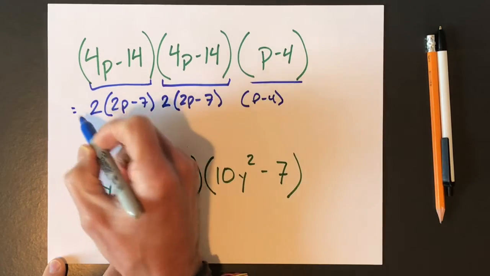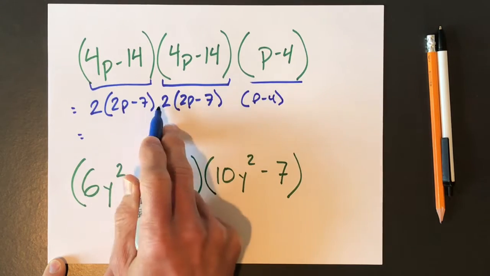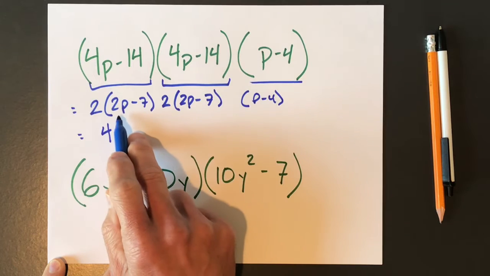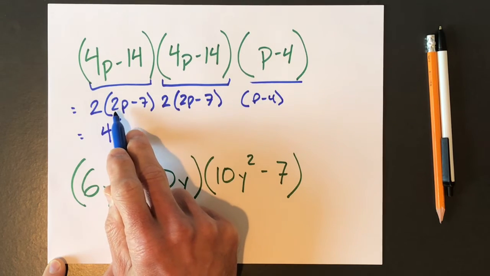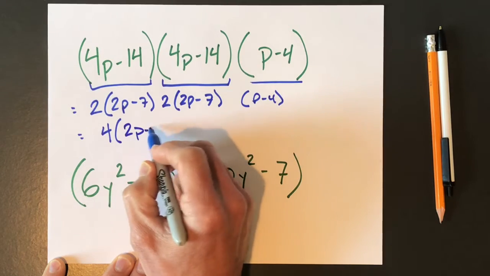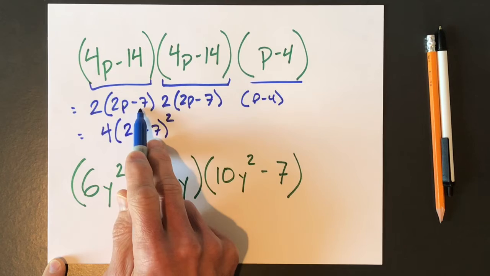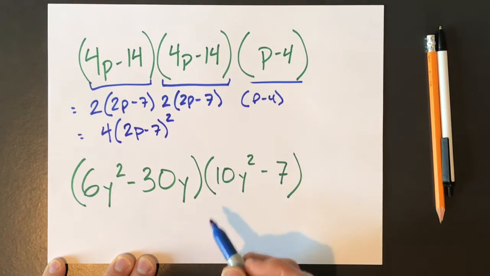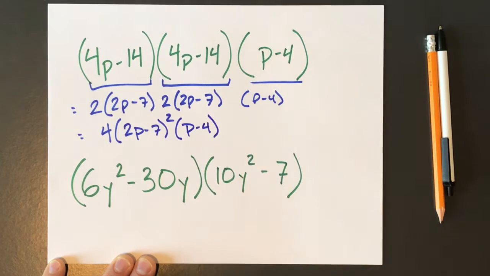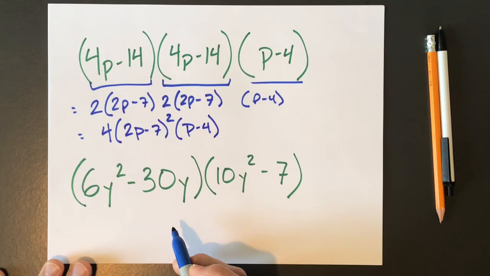And then here's how we'd finish this off. The constants that are removed or factored out, the 2 and the 2, 2 times 2 is 4, and then we literally just write everything else. Now I am going to cheat a little bit. I've got 2p minus 7 and another 2p minus 7, so I'm going to write 2p minus 7 quantity squared, because that's what it means when you have 2p minus 7 times 2p minus 7. And then the p minus 4, we don't want to forget about over here, so there we go. This is the answer.